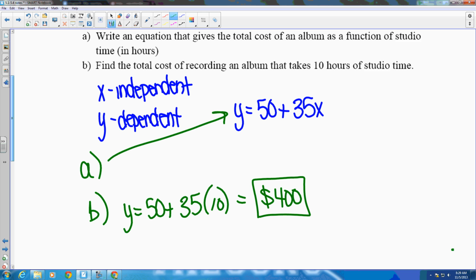Okay, and that was all we had for section 5.1.